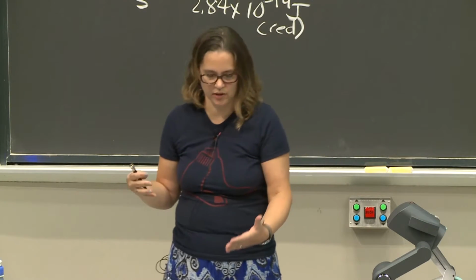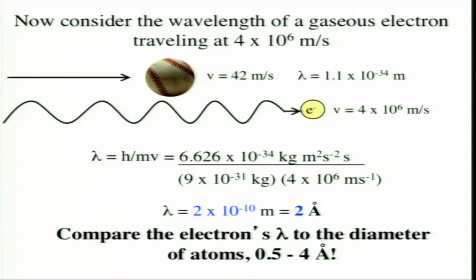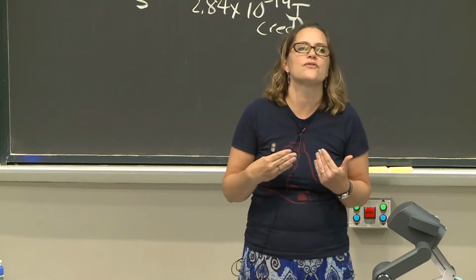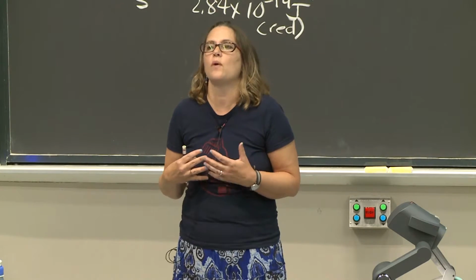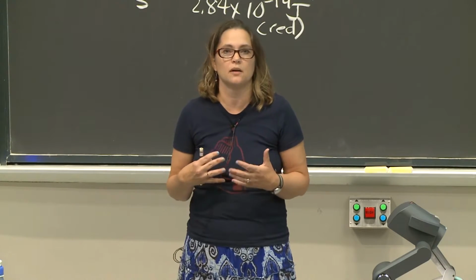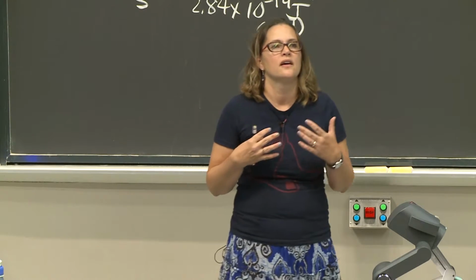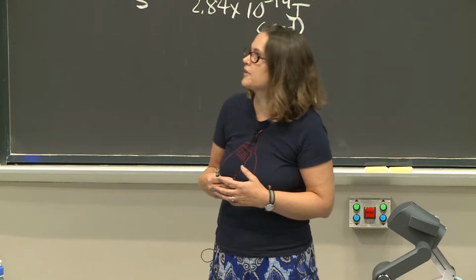Now, 2 angstroms is a relevant number when you're talking about an electron, because an electron is in an atom, and atoms tend to have diameters of 0.5 to about 4 angstroms. So now the wavelength is on the same scale as the size of the object you're talking about. And when that's true, all of a sudden the wave-like property becomes super important. So for an electron that is a particle, it's really important to think about its wave-like properties.